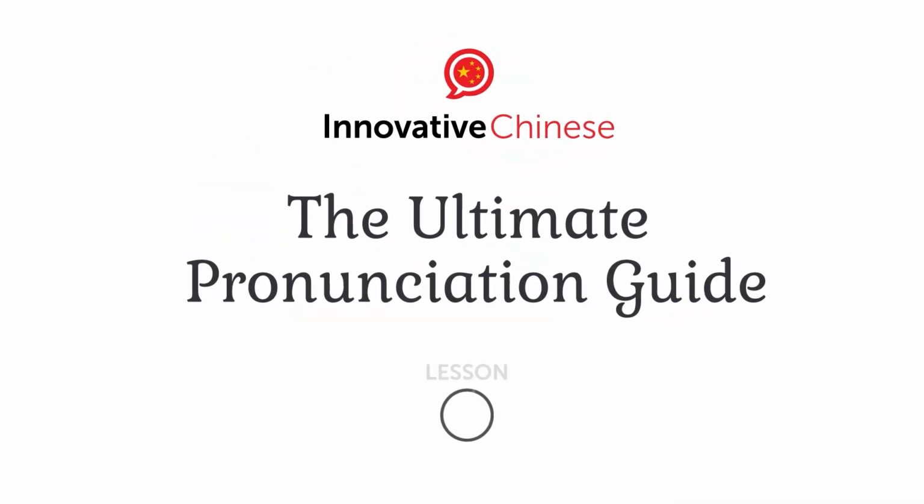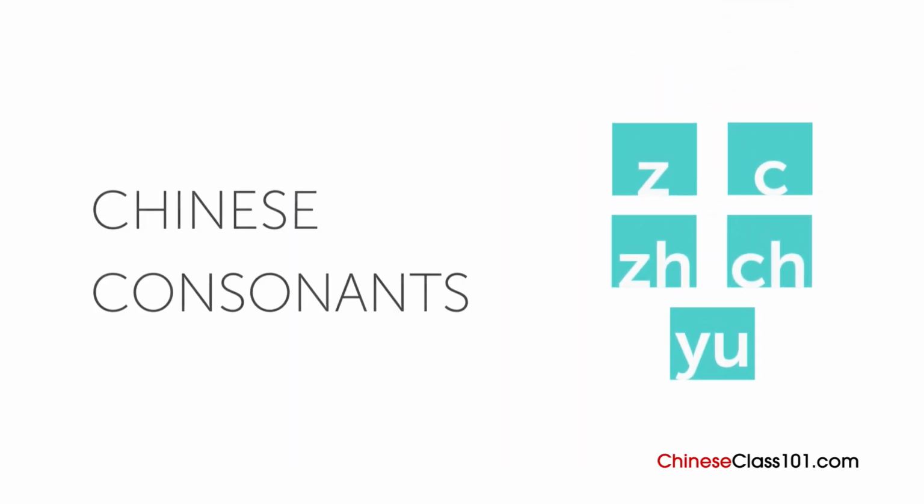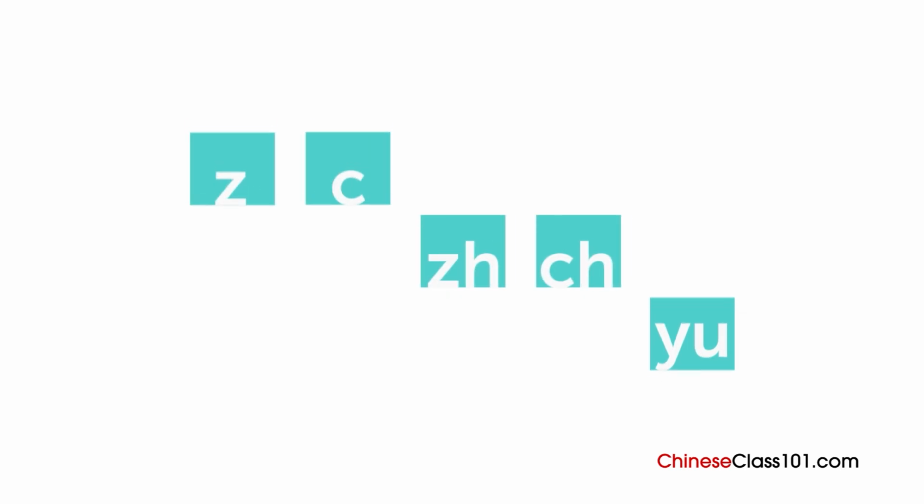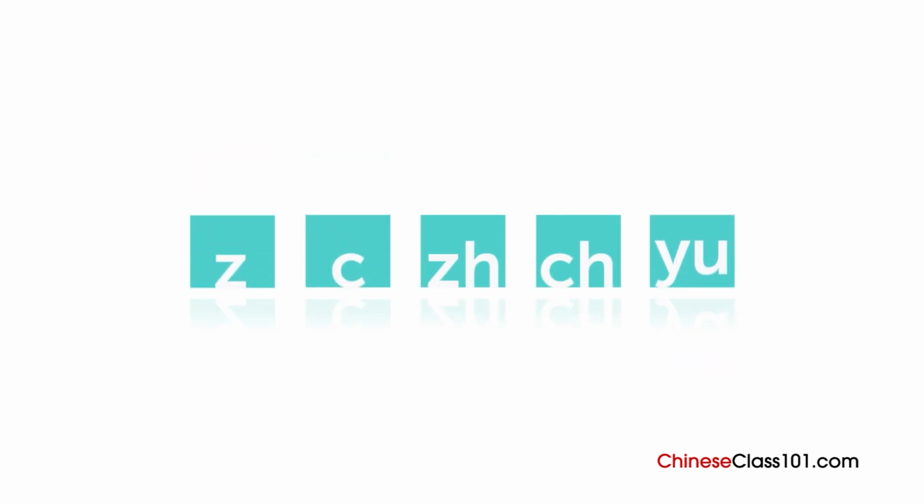Hi everyone! Welcome to the Ultimate Chinese Pronunciation Guide. In this lesson, you'll learn 5 Chinese consonants: z, c, r, ch, yu. These consonant sounds do not appear in English, so they'll likely be new to you. Be sure to practice them because these are the unique sounds that learners often get wrong. Are you ready? Then let's get started.